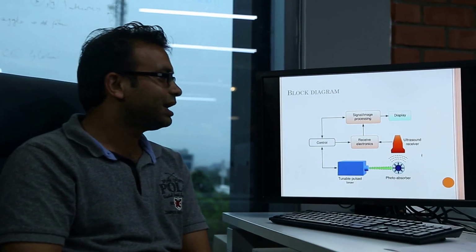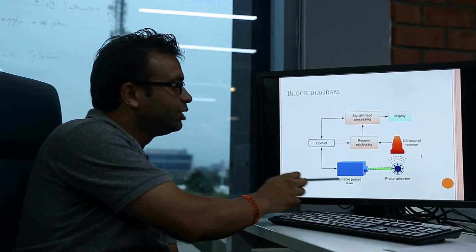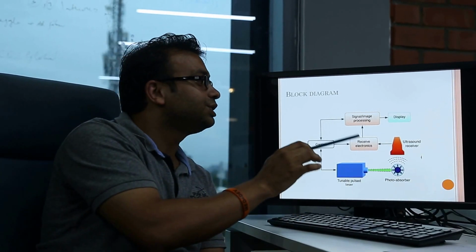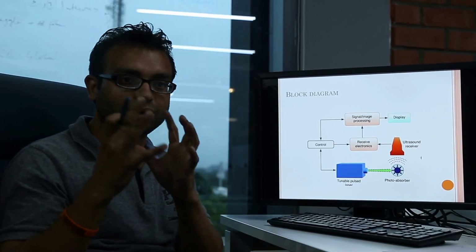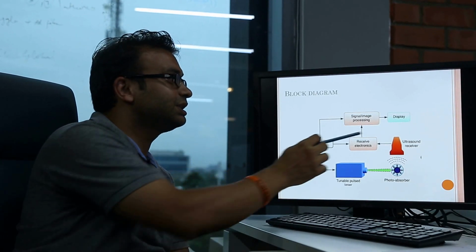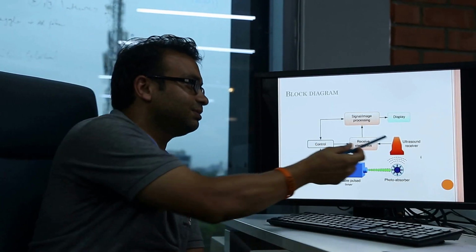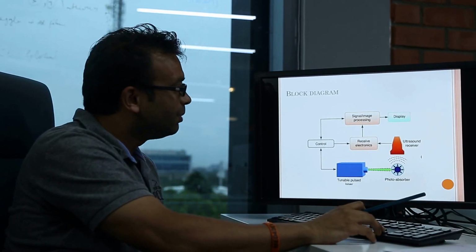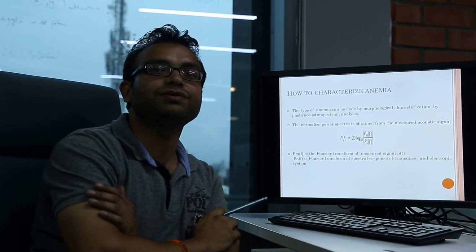So this will be a block diagram where we see the tunable pulse laser is thrown on an area of a tissue, which gets a thermal expansion, which creates an ultrasonic signal which is received, and the signal is processed and then displayed on a board. By this we are getting the concentration of hemoglobin.